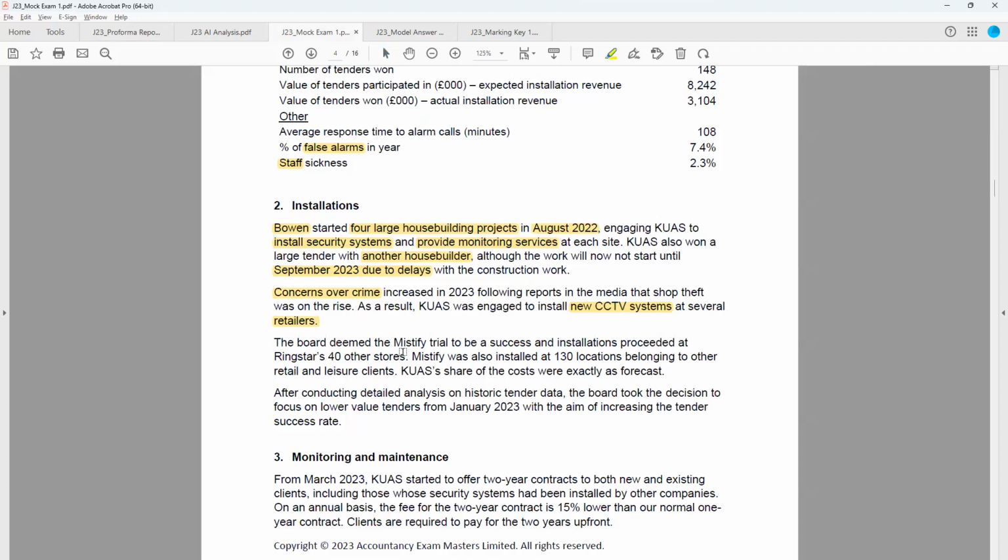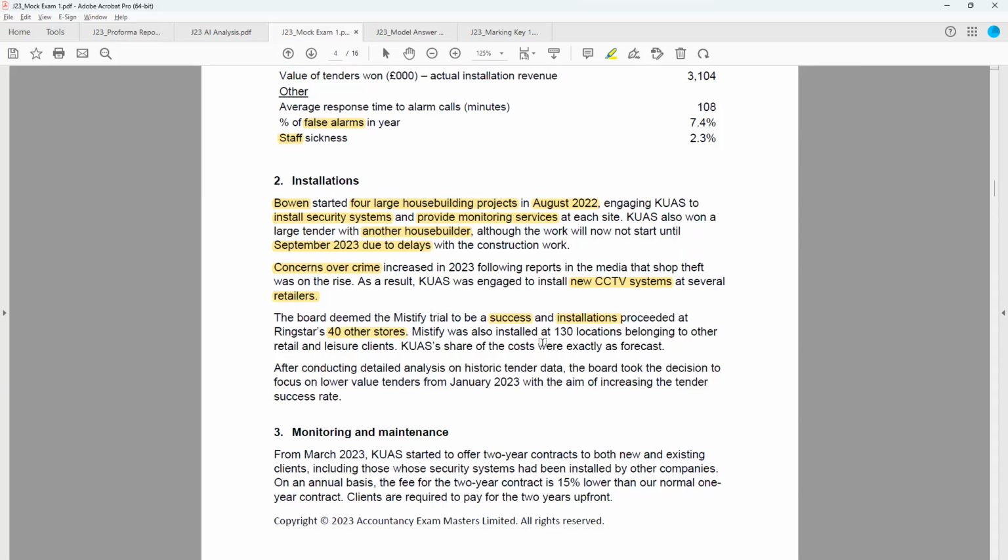The board deemed the Mystify trial to be a success, and installations proceeded at Ringstar's 40 other stores. So that planned expansion went ahead, so it was deemed to be a success. The 40 other stores installations went ahead. It was also installed at 130 locations belonging to other retail and leisure clients. So that, of course, was ahead of the forecast because it was forecast to be 100. KUAS's share of the costs were exactly as forecast. So the costs were the same, but of course revenue was higher.